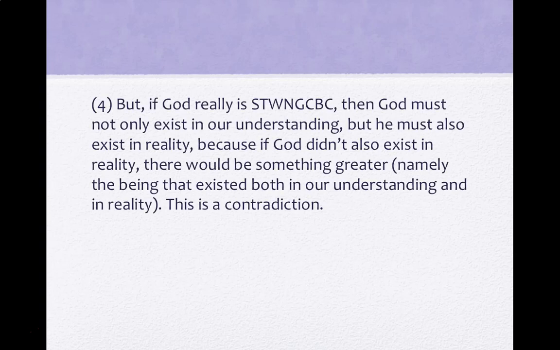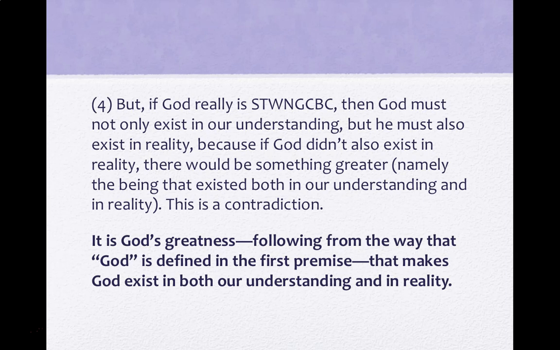Well, it's the fourth premise that moves God from existing just in my understanding to existing both in my understanding and reality. And this is the fourth premise, probably the most confusing part of the argument. But if God really is something than which nothing greater can be conceived, then God must not only exist in our understanding, but he must also exist in reality, because if God didn't also exist in reality, there'd be something greater, namely the being that existed both in our understanding and in reality, and this is a contradiction. It's God's greatness, following from the way that God is defined in the first premise, that makes God exist in both our understanding and reality.